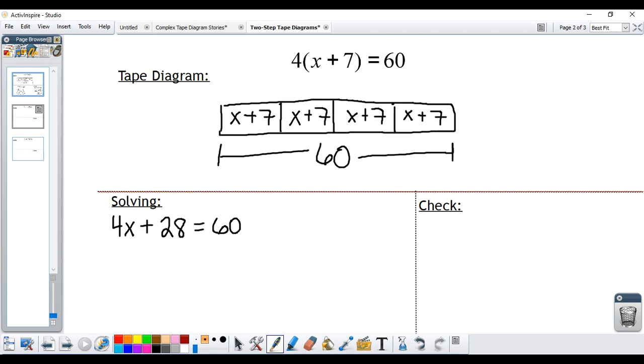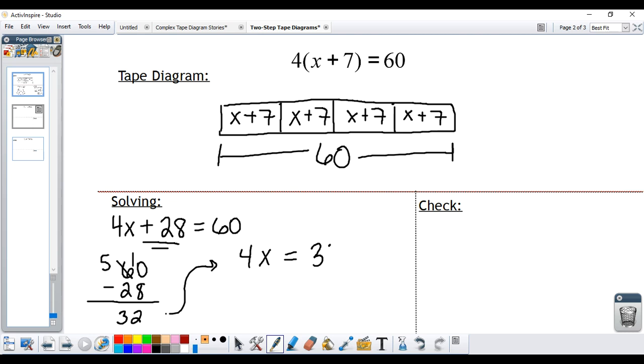So since I know that something plus 28 is equal to 60, let's subtract them. 60 minus 28 is 32. So I know that my 4 x's need to equal 32. Well, since something times 4 equals 32, let's divide by 4 to see what we multiplied by. And it looks like I get 8. So x is equal to 8.